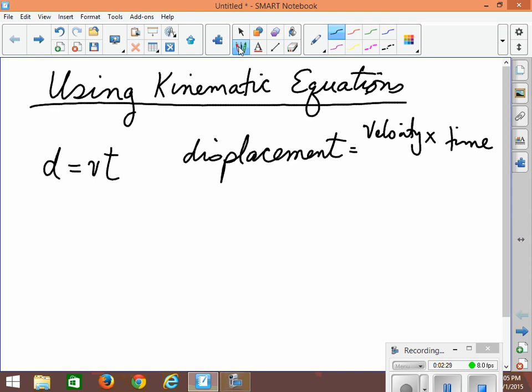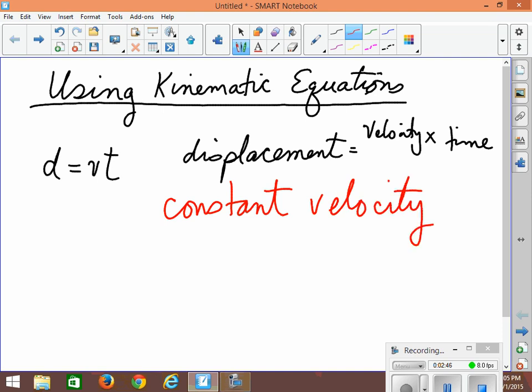So this equation has one very important limitation that you must remember when you use it. It's an equation that describes constant velocity, an object that is not changing its velocity. So what does that mean? Well, it means the object is not speeding up or slowing down, and it also means the object is not changing directions.